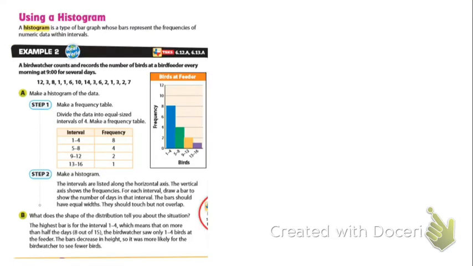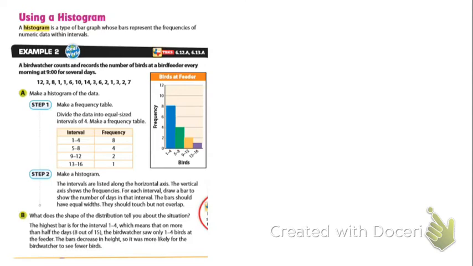Using a histogram. A histogram is a type of bar graph whose bars represent the frequencies of numeric data within intervals. Example number 2. A bird watcher counts and records the number of birds at a bird feeder every morning at 9 for several days. Make a histogram of the data. So let's go ahead and analyze this here. Step 1, make a frequency table.